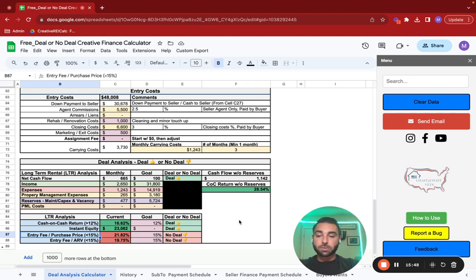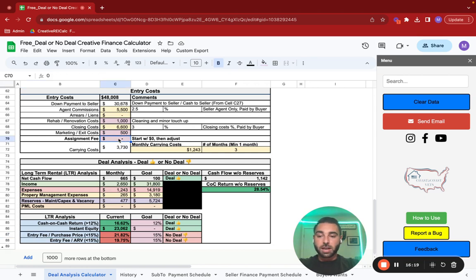If it's a straight subject to deal, the one more thing we could do is see what your assignment fee could be. Let's say you're a wholesaler and you want to wholesale this deal. You don't want to actually buy and hold it yourself. But you can calculate pretty quickly the cash on cash return for the end buyer that you're looking for. Let's say your end buyer says they want at least 10% cash on cash return. Let's see what your assignment fee could be to get that cash on cash return goal for your end buyer.